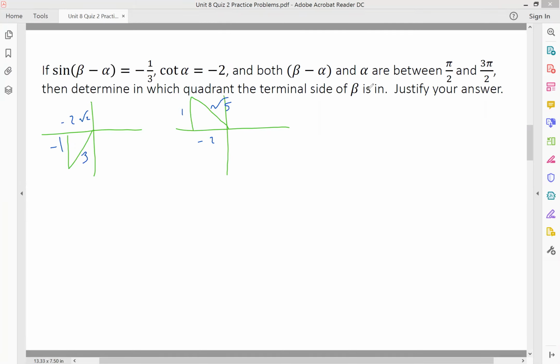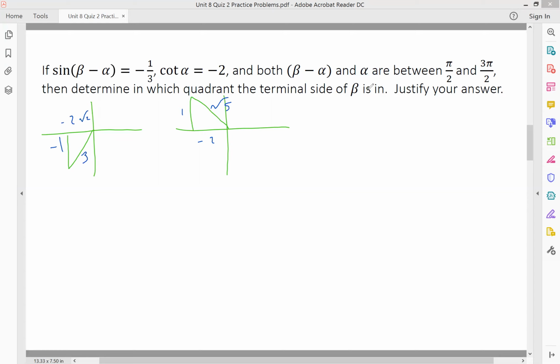Okay, now we want to determine which quadrant beta is in. Now, we're never given that beta is in between pi over 2 and 3 pi over 2. That's just for beta minus alpha and alpha. So I already saw that as a common mistake on some of the quizzes that you've taken. So you might want to go back and fix that.